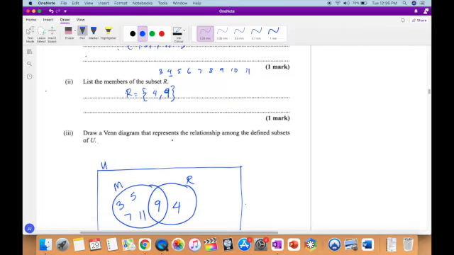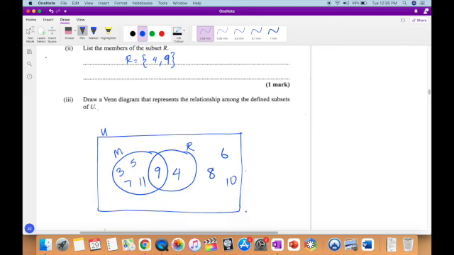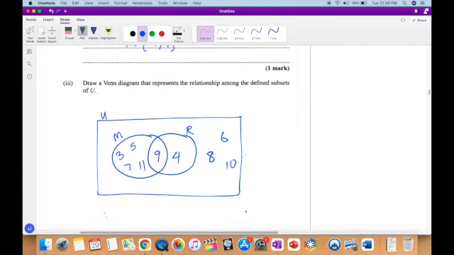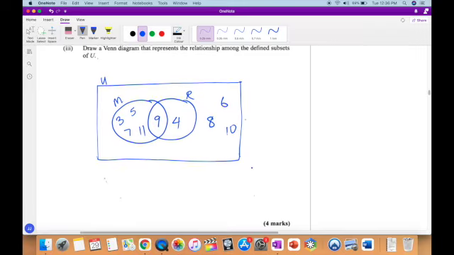And let's see what we have outside. We'll have 6 outside, 8 outside, and 10 outside, and those are the even numbers apart from the square numbers. So 6, 8, 10, yes. Nice, and that should be our Venn diagram.